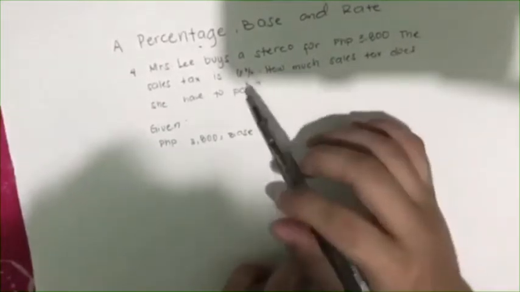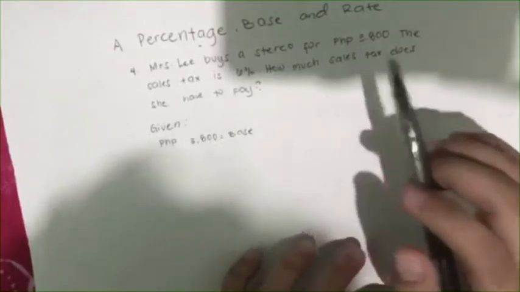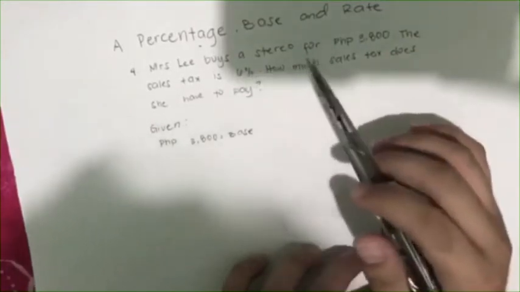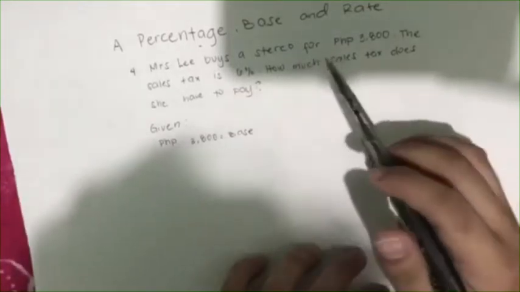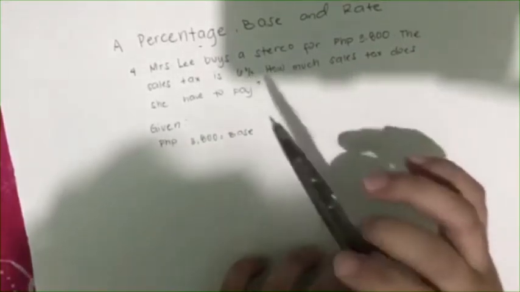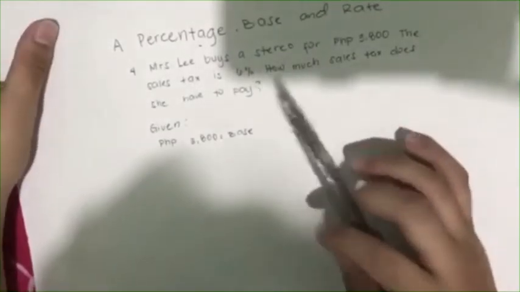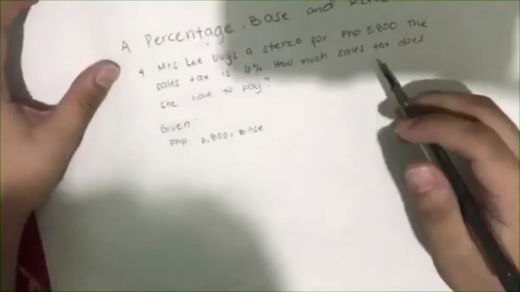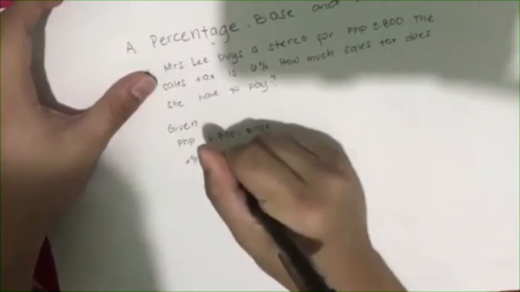Then, the sales tax is 6%. How much sales tax does she have to pay? So, pag sinabing rate, ito usually naka-percentage form. And, ito yung magpapakita sa atin kung ilang percent na kailangan natin ibawas or dagdag para makuha ang total. So, para makuha natin ang total na sales tax na babayaran niya, ito yung rate na kailangan natin idagdag sa stereo na babayaran niya. So, meron tayong 6% rate.